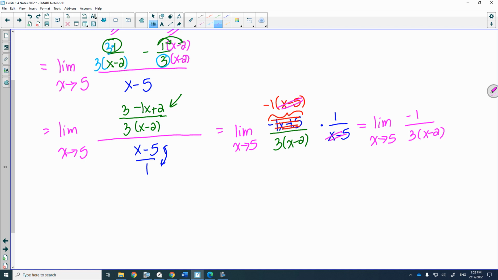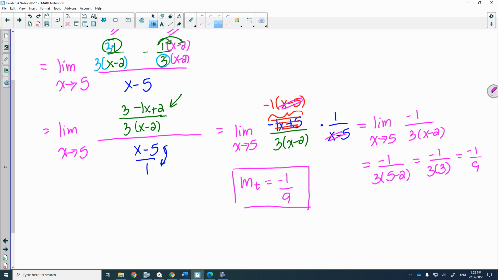I'm now able to substitute in. So negative 1 over 3 times (5 minus 2). Take care of your bracket. 5 minus 2 is 3. And that would be equal to negative 1 over 9. So the slope of my tangent is equal to negative 1 over 9. It didn't ask for us to find the equation. It will on the next one, where we're going to have a slope that is a fraction. So we'll do that there.